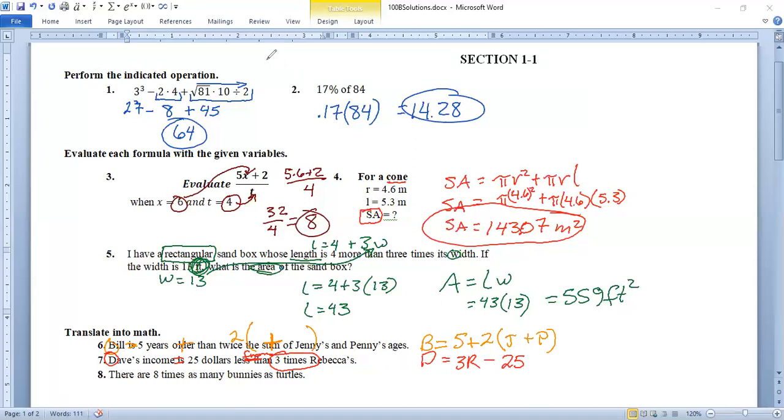And then the last one, number 8. There are 8 times as many bunnies as turtles. This is one of those tough ones that switches some things around. Let's rewrite it. There are 8 times as many bunnies as turtles. So the number of bunnies is 8 times the number of turtles. That may be easier to understand when it says there are 8 times as many bunnies as turtles. There are a lot more bunnies. So the number of bunnies is 8 times the number of turtles. So it looks like this. Bunnies is 8 times the number of turtles. Good.